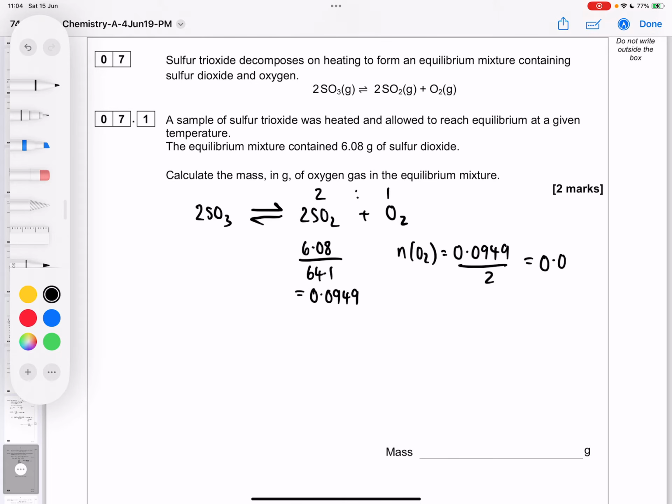So 0.0474. And so the mass of oxygen would be mass is Mr times moles, so times by the Mr, 32. I've kept all this on my calculator throughout the calculation and I'm getting 1.52 grams.